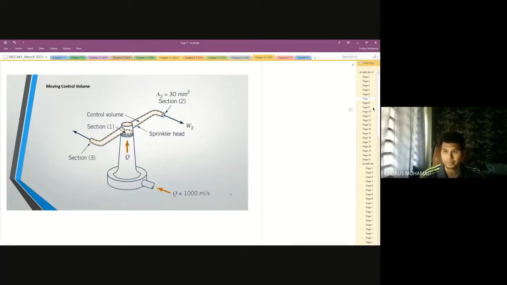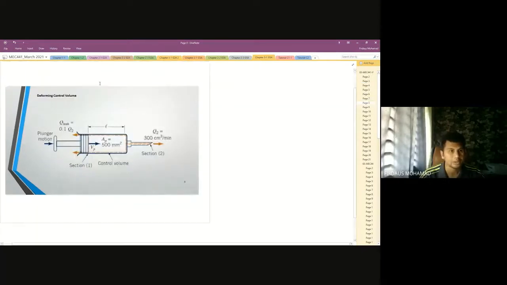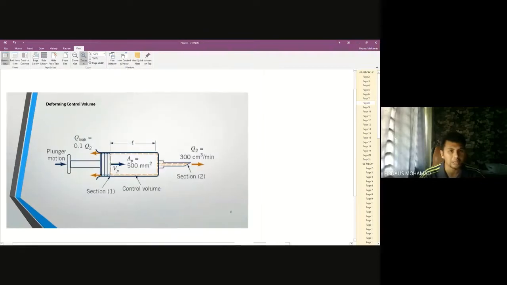Okay, so this is deforming control volume yang saya mention tadi. Kalau piston, yang ni kalau apa nama ni, syringe, you boleh imagine syringe yang makan ubat untuk adik-adik you tu, yang tu that was considered as moving, deforming control volume. So let's say this is the control volume and it's deformed based on the motion of the piston ataupun this motion. Okay, so sama juga dengan apa nama ni, engine.